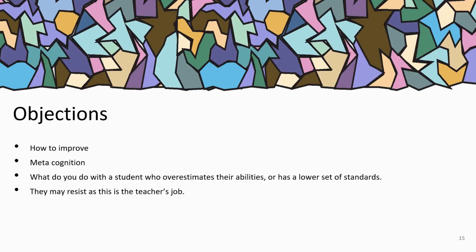The objectives of this type of assignment is to help the student improve their own ability of self-analysis, to think through thoughts or metacognition, and identify which students have a set of unrealistic or lower standards. And if they tell you that this is the teacher's job to evaluate others' work, remind them they'll be out of class sooner or later, and they'll have to be their own teacher.